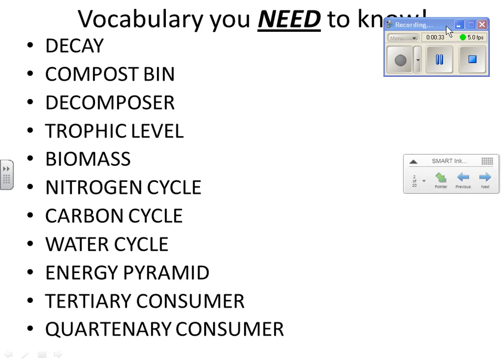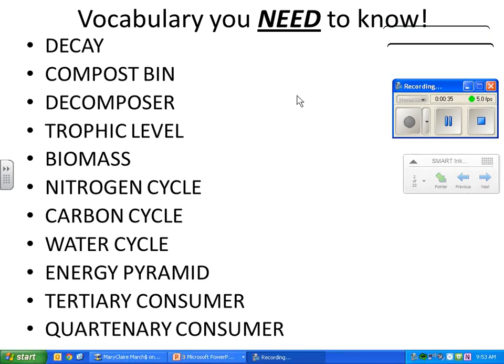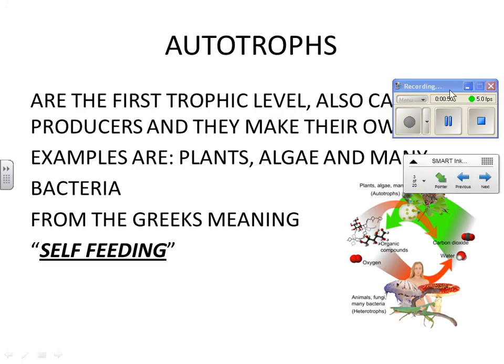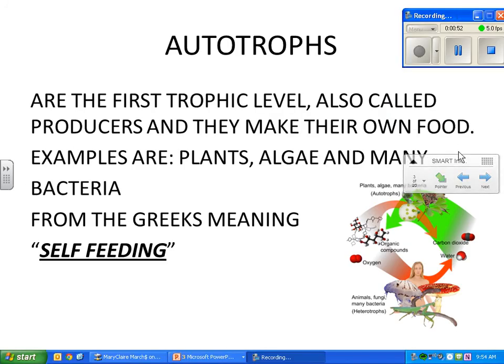The vocabulary words that you will need to know will be decay, compost bin, decomposer, trophic level, biomass, nitrogen cycle, carbon cycle, water cycle, energy pyramid, tertiary consumer, and quaternary consumer. Let's begin with some simple definitions.